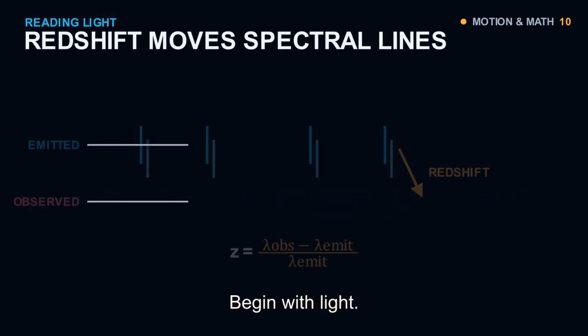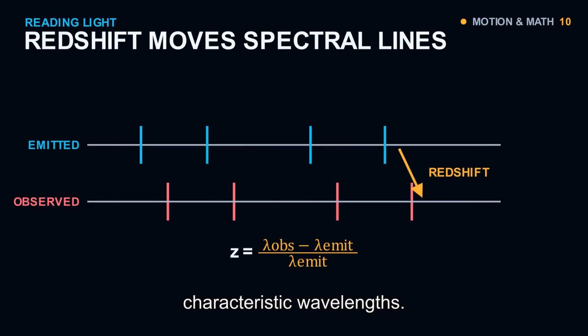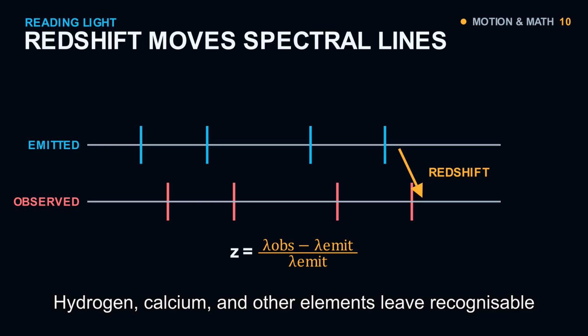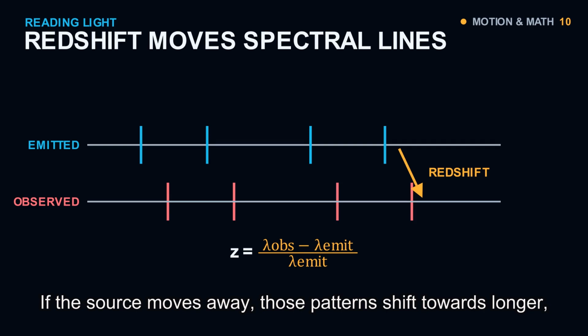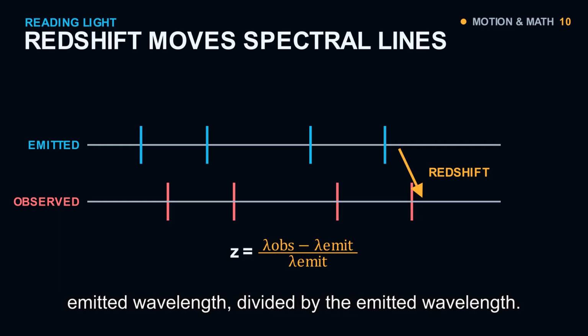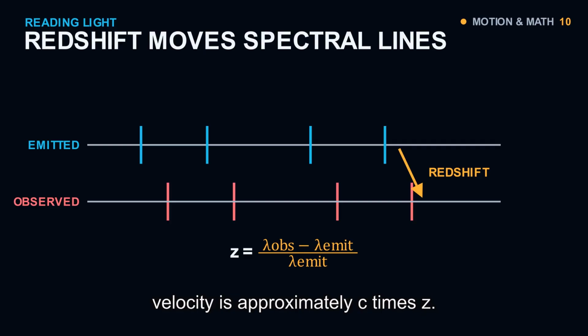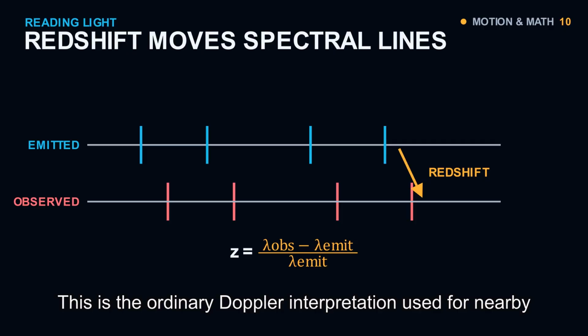Begin with light. When a gas emits or absorbs light, it produces spectral lines at characteristic wavelengths. Hydrogen, calcium, and other elements leave recognizable patterns. If the source moves away, those patterns shift towards longer, redder wavelengths. We define redshift, z, as the observed wavelength minus the emitted wavelength, divided by the emitted wavelength. At speeds much smaller than the speed of light, the radial velocity is approximately c times z. This is the ordinary Doppler interpretation used for nearby galaxies.